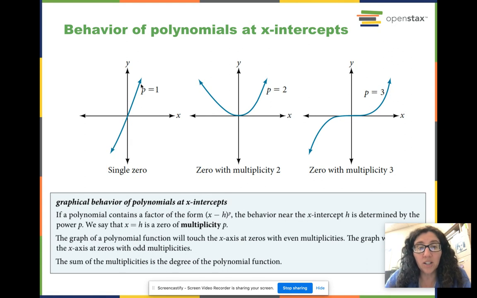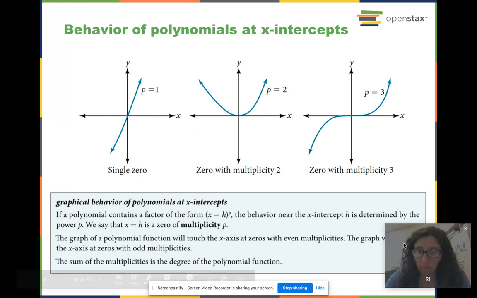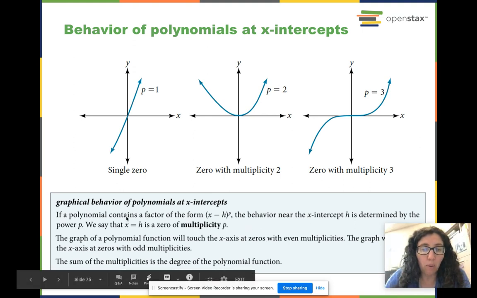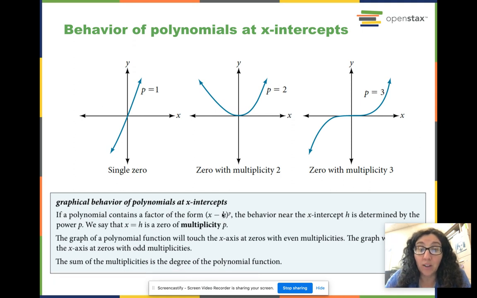Here, the graph crosses the x-axis. Here, the graph touches the x-axis. And here, it crosses it, but it's a little bit flattened out. So here's what we need to know. If a polynomial contains a factor of this form, there's going to be an x-intercept there, at the value h. And the behavior is determined by the power of that factor. We call that the multiplicity of that factor, or the multiplicity of that zero.